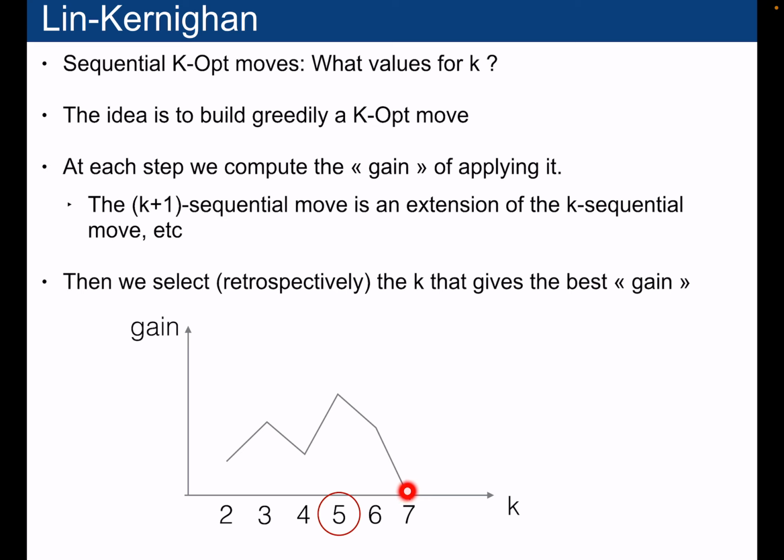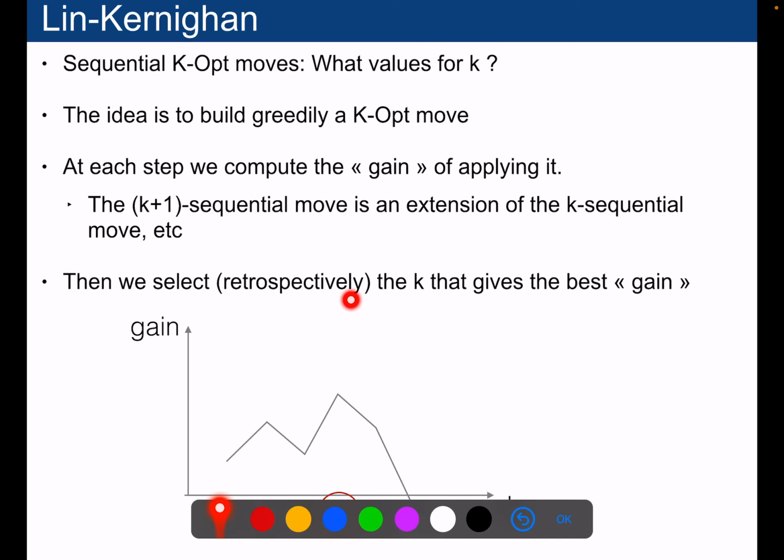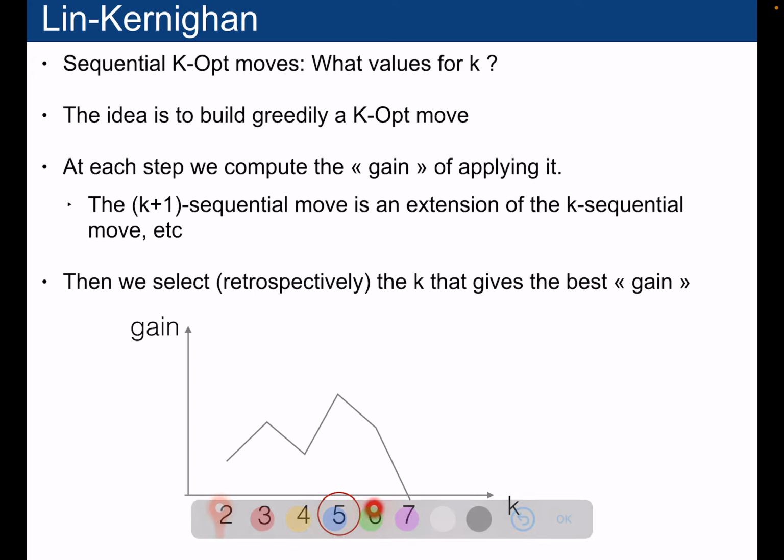And then we look back retrospectively at what was the best k that we got, and the best k here clearly was k equal to 5. We would be able to improve the total length up to that value that you can read on the y-axis here. Okay, and we will come back to that value for the 5-opt move.